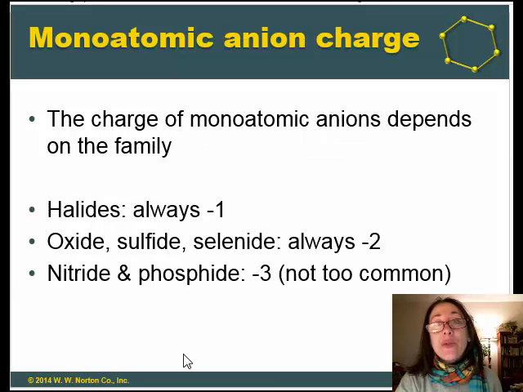So as I said, the charge of an anion never changes, and we can determine what the charge of a monoatomic anion is based on its family. So the halides, or the halogen family, are always -1. The nonmetals in the oxygen family, oxide, sulfide, selenide, are always -2. And nitride and phosphide, which are not as common, are always -3.